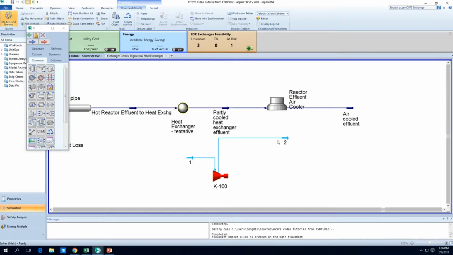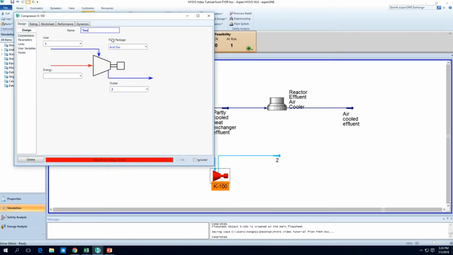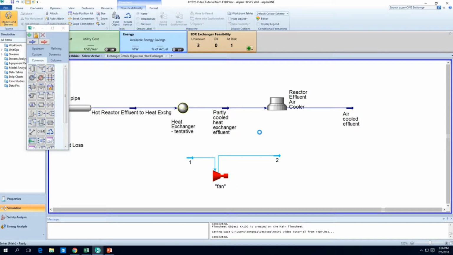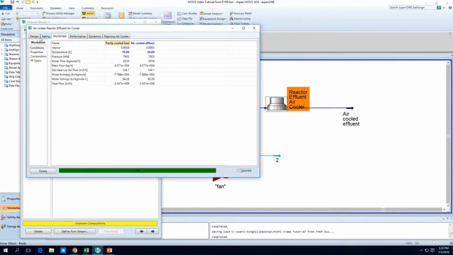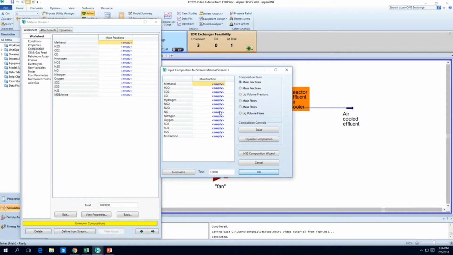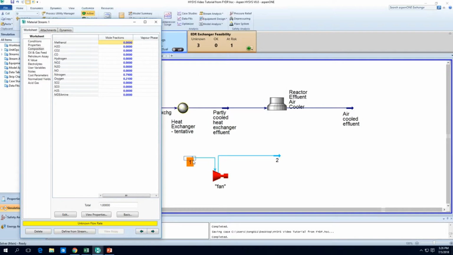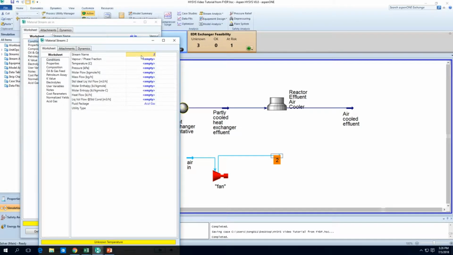So I'm just going to make a compressor right now, you see on the screen. I'll call this the fan. Now this will of course be an overestimate of the duty, but it should give us an idea of how much energy we are using. So let's take a look. We'll have air at 32 degrees coming in at 1 atmosphere, and the composition is of course 79% nitrogen, 21% oxygen. Let's press OK. There you go. I'll call this stream air in and the other stream air out.